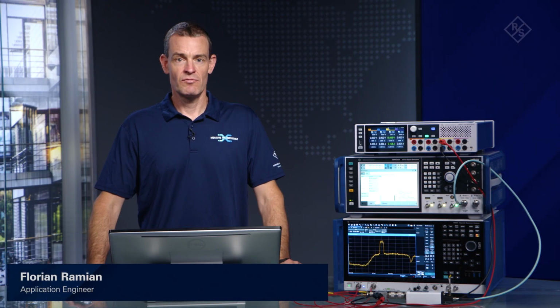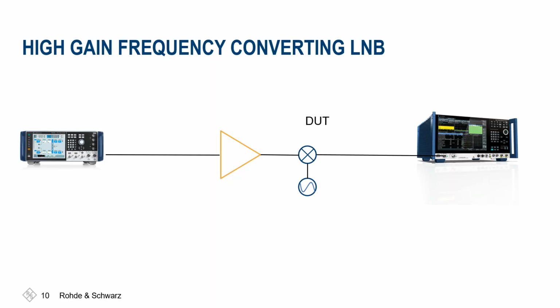In this video, we want to measure a high-gain frequency-converting LNB. The block diagram looks very similar to our first example on the high-power PA. So we again have some amplifying block in there. But in addition, here included in the device under test, we have a frequency-converting stage. Here is basically a mixer and a free-running LO.